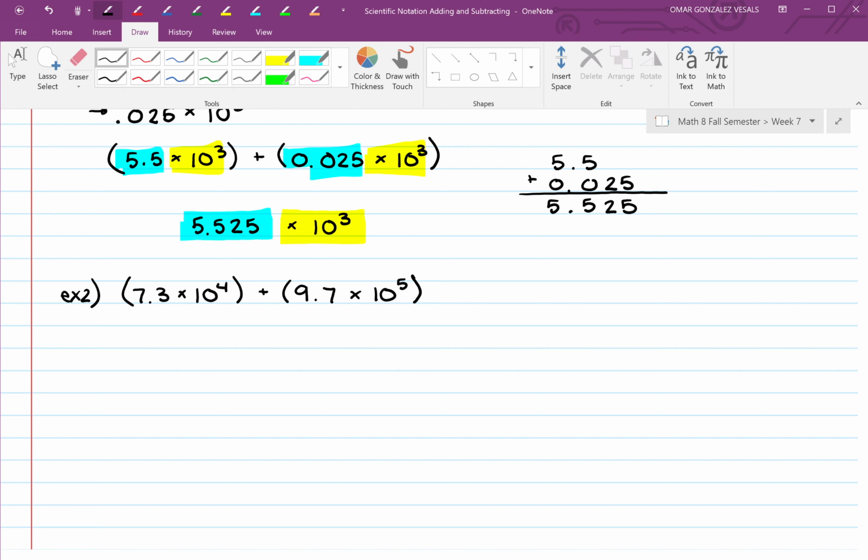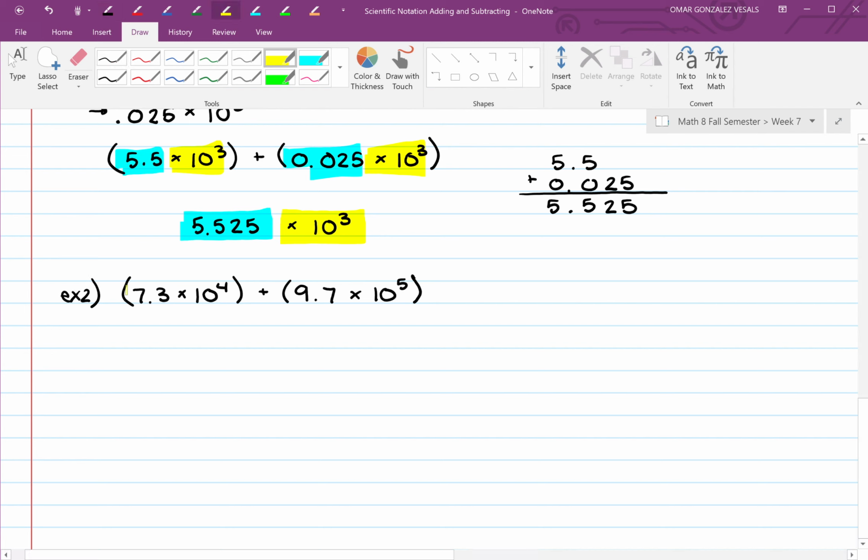However, in order to make it times 10 to the 5th, how many times do I need to move my decimal point? 1. Because I need to add 1 to this 4, right? I just need to move it 1 time to the right or to the left? To the left. Okay? So it's going to become what? 0.73. Times 10 to the? Times 10 to the 5th. Very good.